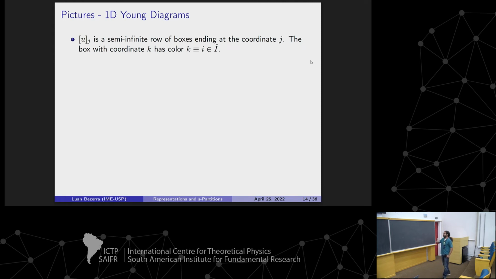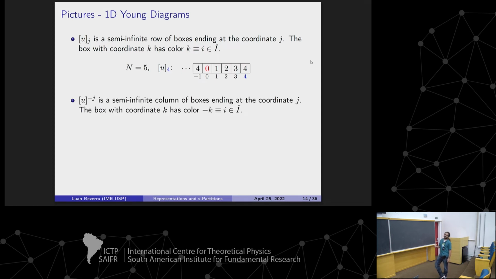Let's start with some pictures of this basis. This UJ, I will see as a semi-infinite row like this, infinite to the left, and it ends at coordinate J. So in this case, I have U4, which should end at coordinate 4. Then I fill this diagram with just the residue mod n of the coordinate. And for the vectors in W, if the vector is U minus J, I will consider this as a column infinite going up, ending at coordinate J. Then I fill this as minus K mod n.